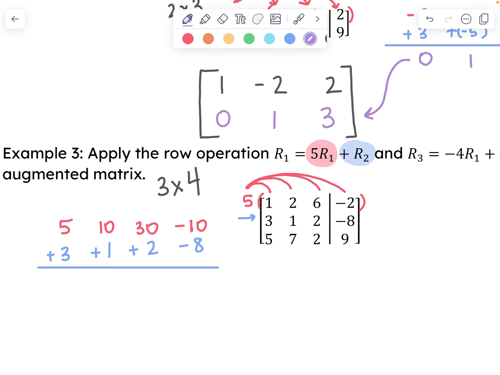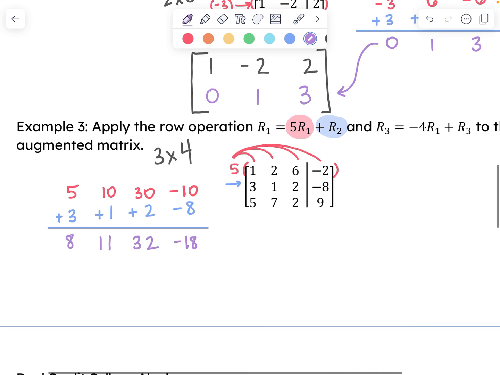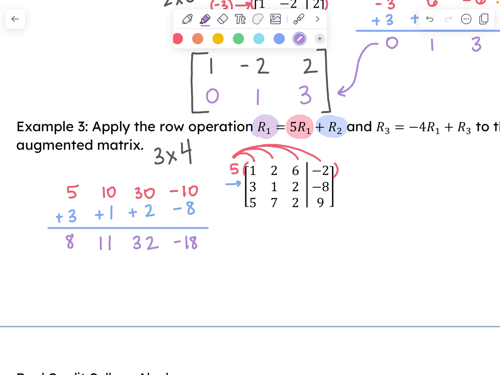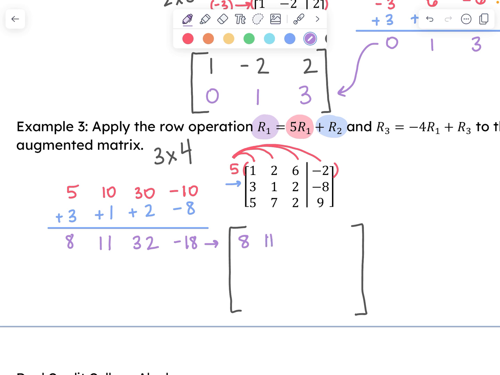When I add that together, 5 plus 3 is 8. 10 plus 1 is 11. 30 plus 2 is 32. And negative 10 and negative 8 is going to give me negative 18 when I add those together. So when I write my new matrix, that is going to go where R1 was because it says R1 equals. So I'm going to come over here, draw my matrix, big bracket bars there, and that's going to go where row 1 would go. So 8, 11, 32, negative 18.